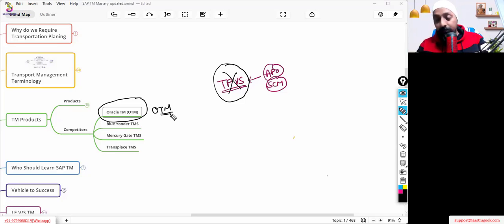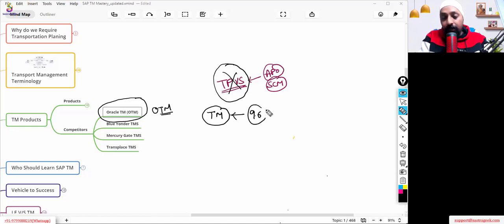Now, OTM was the flagship runner. OTM is also a flagship runner, but now SAP is giving a very tough competition, very good competition, and it's increasing its market share. SAP is increasing its market share with inclusion of TM. The latest version of SAP product TM is 9.6. And then the major change is coming with the S4HANA embedded TM. I will speak about them.